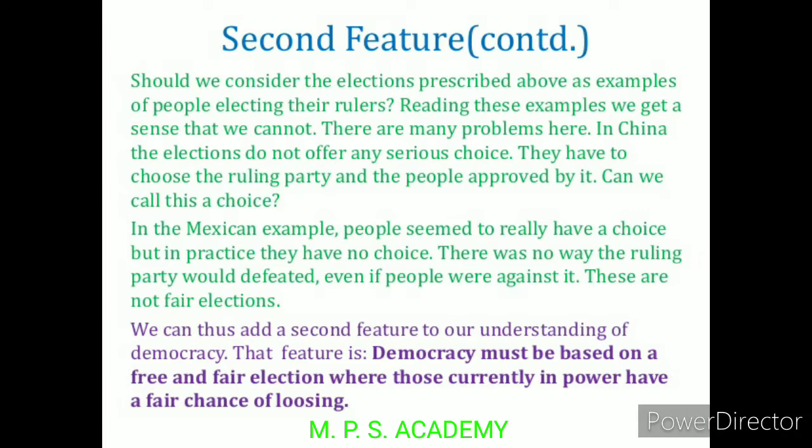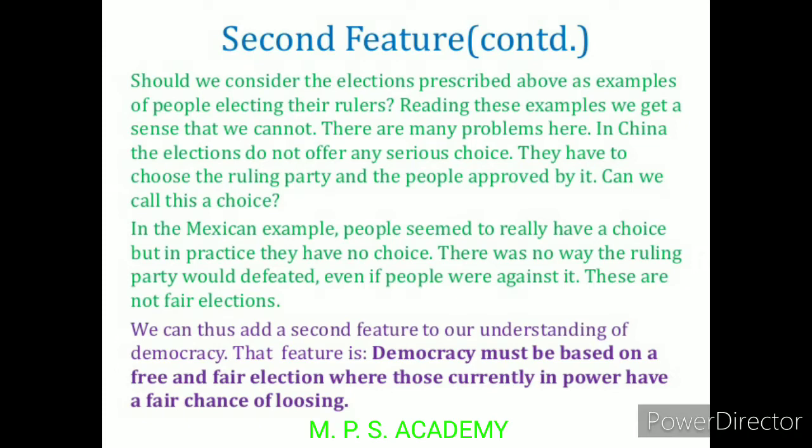In China, the elections do not offer any serious choice. They have to choose the ruling party and the people approved by it. Only those who are approved by the Communist Party will go for it. So can we call this a choice? Because there is no other party. So it's not a choice. It's forced on the people. In the Mexican example, people seem to really have a choice, but in practice they have no choice. There was no way the ruling party would be defeated, even if people were against it. These are not fair elections.